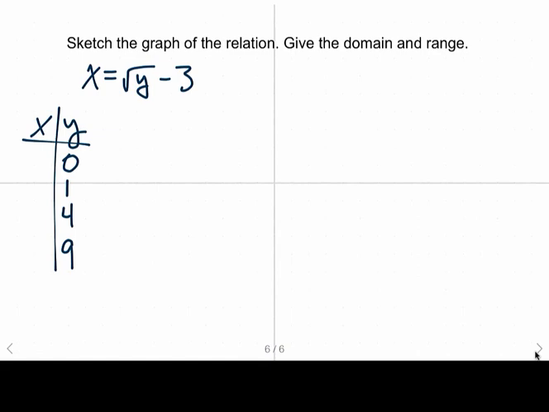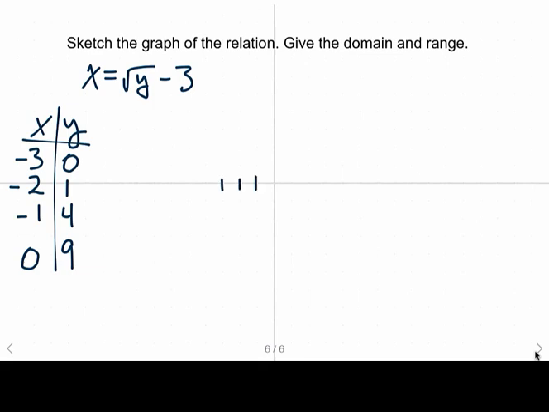And so yeah, okay, the inputs become outputs. Don't get too hung up on that. We're really most concerned with thinking about that the domain is x values, the range is y values. And when we put all this together, we can come up with a graph. So the associated x values for 0, 1, 4, and 9 are -3, -2, -1, and 0.